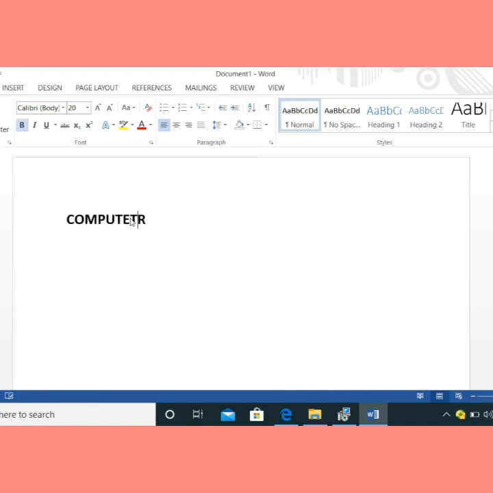Now suppose I have written an extra T. Mistakenly I have written an extra T in the word computer. So I have to delete the letter. Okay, mistakenly an extra T.